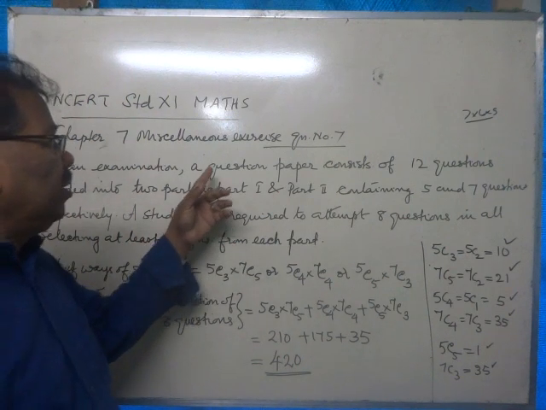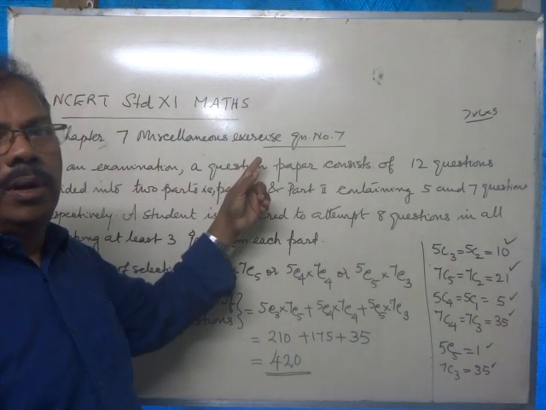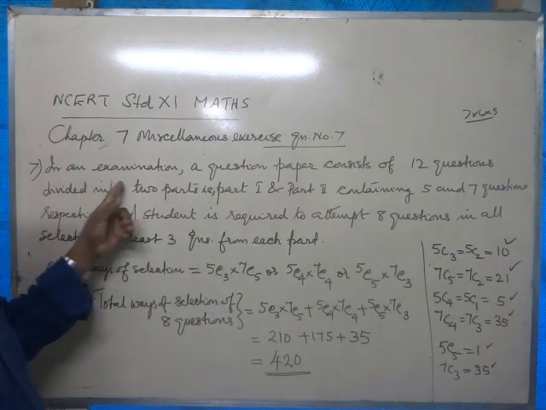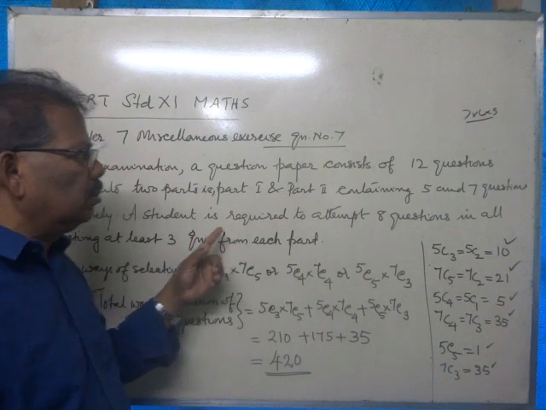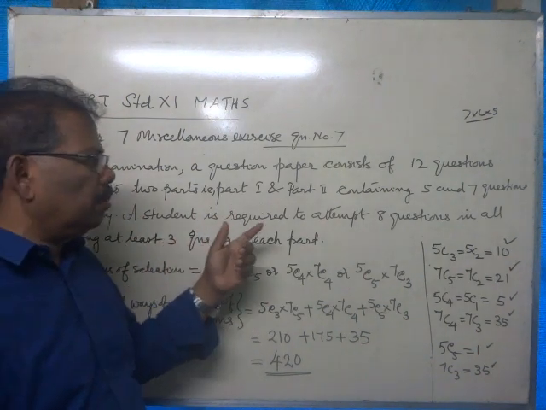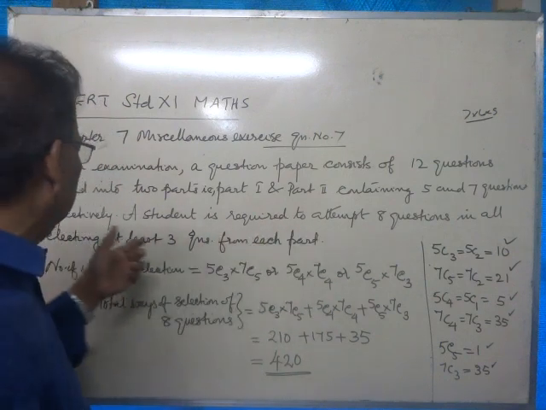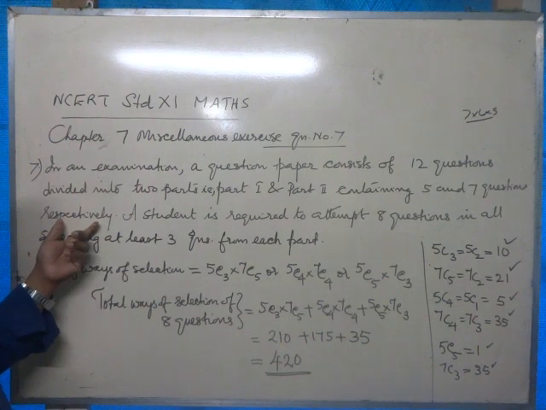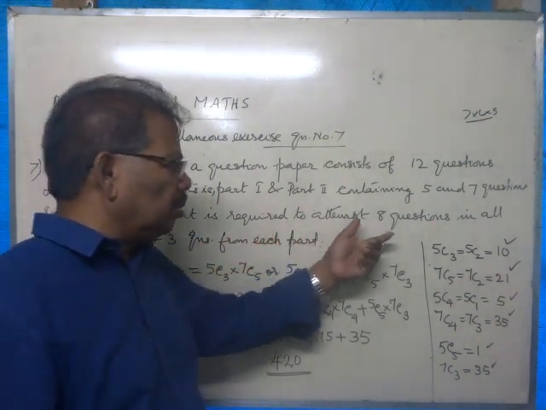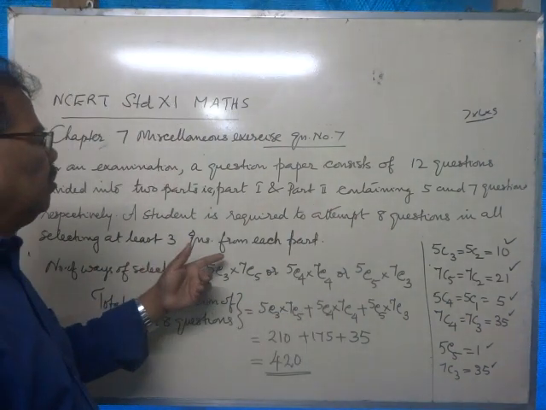Now from the miscellaneous exercise in chapter 7, we have question number 7. In an examination, a question paper consists of 12 questions divided into two parts, that is part 1 and part 2, containing 5 and 7 questions respectively. A student is required to attempt 8 questions in all, selecting at least 3 questions from each part.